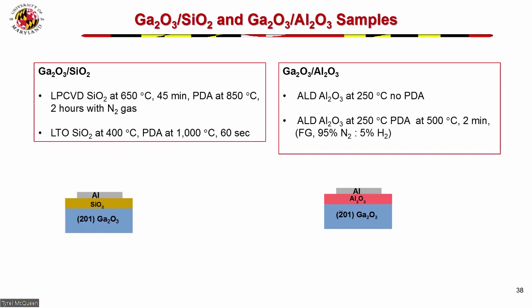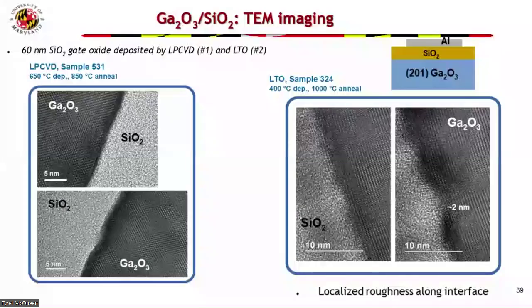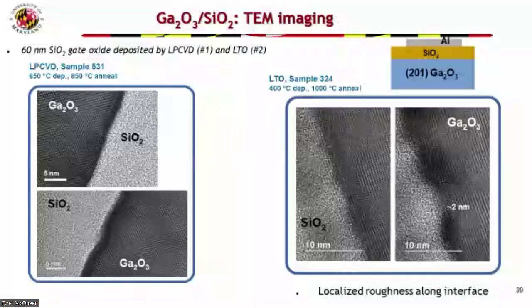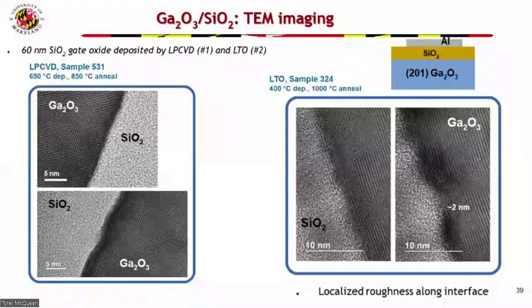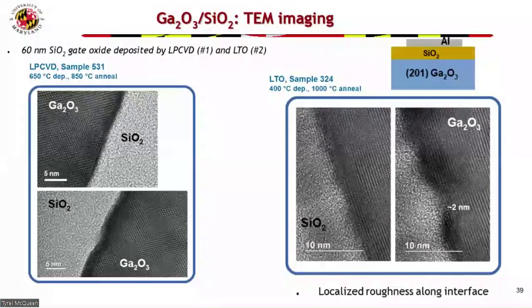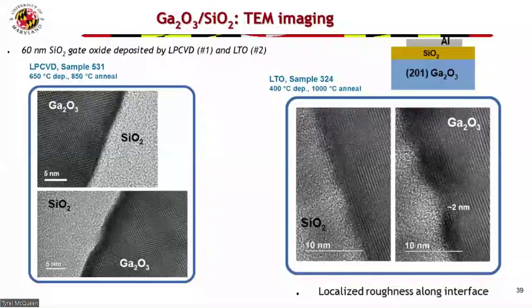They had aluminum contacts for the electrical properties measurements. So for the silicon dioxide, gallium oxide, silicon dioxide interfaces, here are the high resolution TEM images. These are 2 different samples. Unfortunately, they are kind of flipped, but the gallium oxide is crystalline. The silicon dioxide is amorphous, and we see some roughness of the interface, localized roughness.